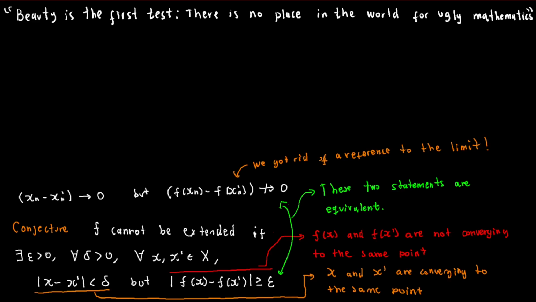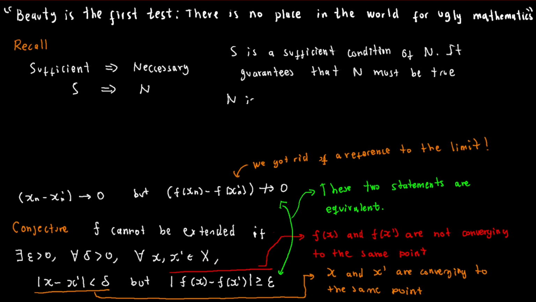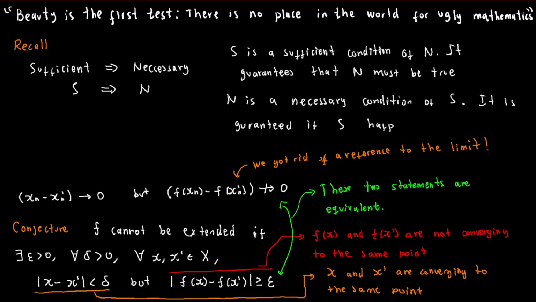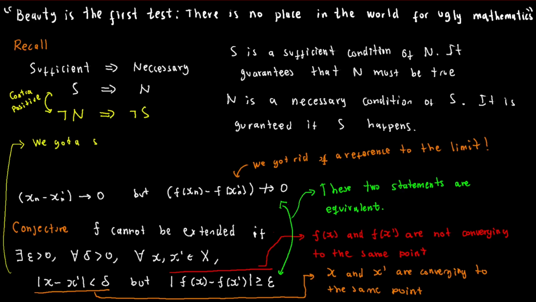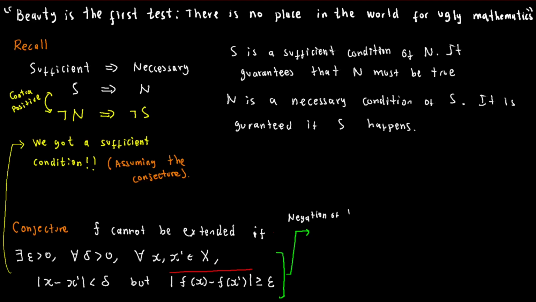It is important to remember that a sufficient condition S for a statement n is one that implies n. On the other hand, a necessary condition n of a statement S is one that is implied by S. In other words, a sufficient condition guarantees the truth of the statement, while a necessary condition is guaranteed by the truth of the statement. Therefore, if our conjecture is true, we have found a sufficient condition for the existence of a continuous extension. We can show this by writing the contrapositive of the conjecture.